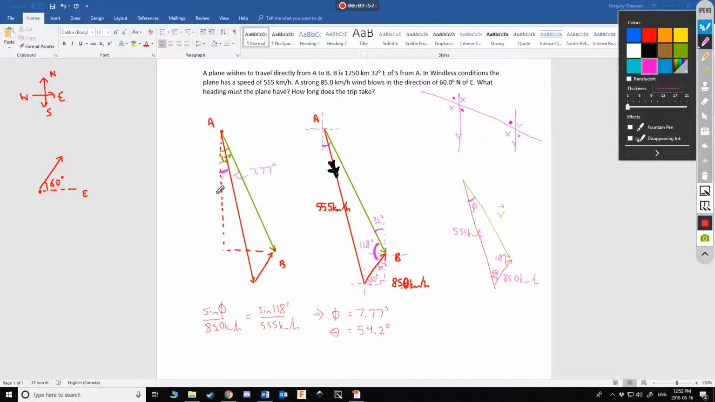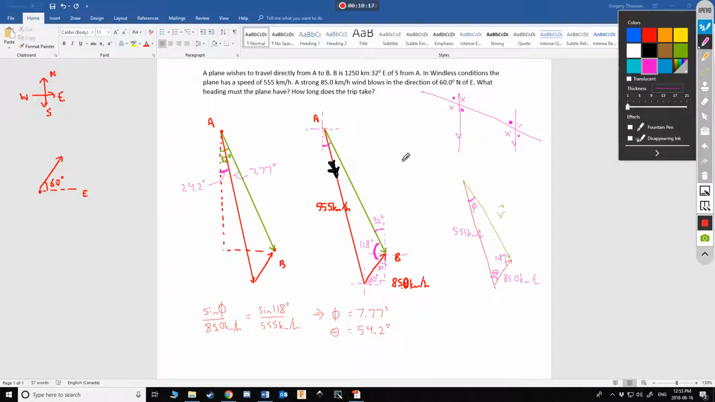So you get 32 minus 7.77. So our angle right there is 24.2, or 32 minus 24.2 degrees. 24 degrees.